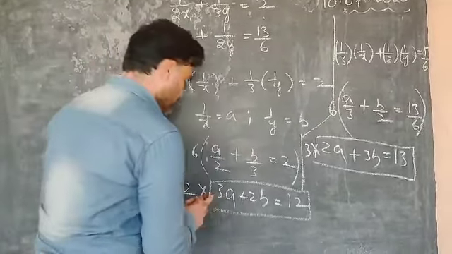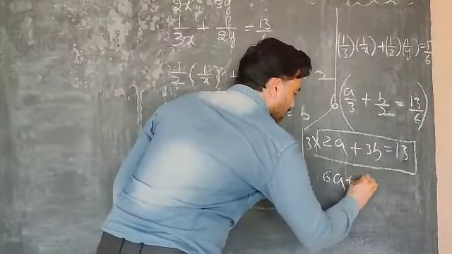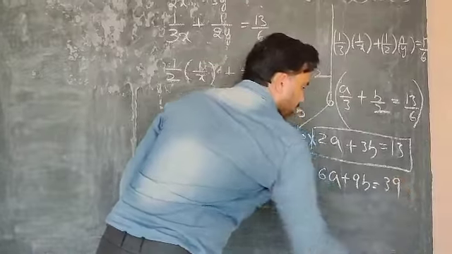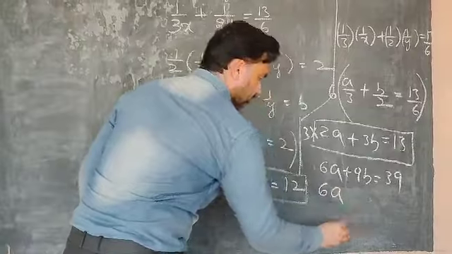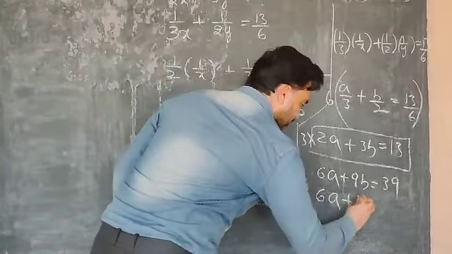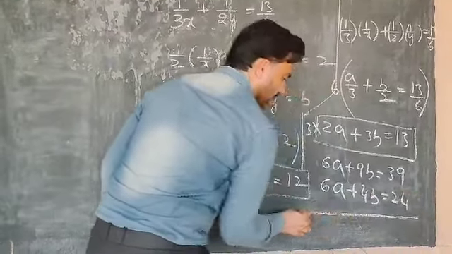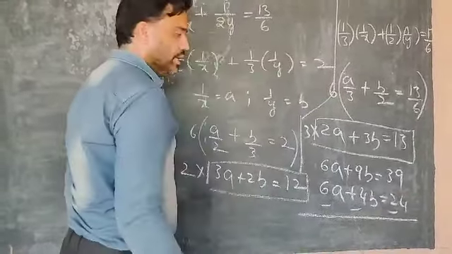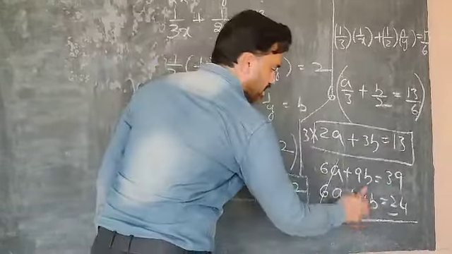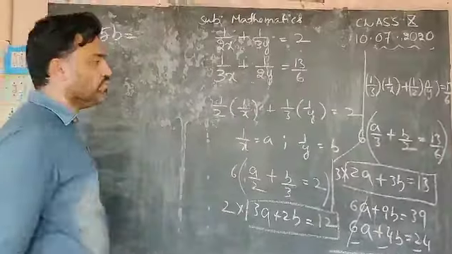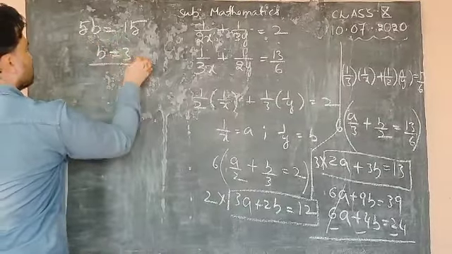So now this is the first equation, I am writing here. 3 into 2, 6a; 3 into 3, 9b; 13 3s are 39. Second equation: 2 into 3, 6a; 2 into 2, 4b; 2 into 12, 24. Subtracted, then only they get cancelled. I am following the elimination method. 9b minus 4b, that is 5b; 39 minus 24 is 15. So b value is 3.